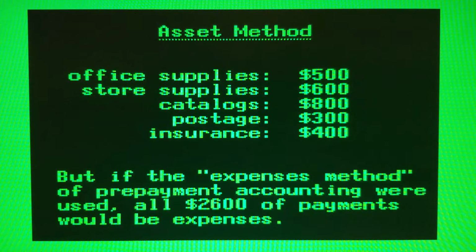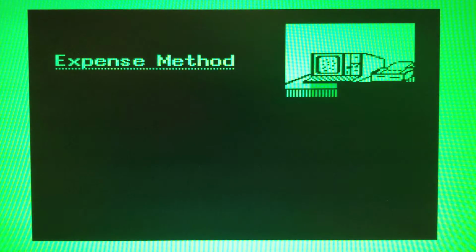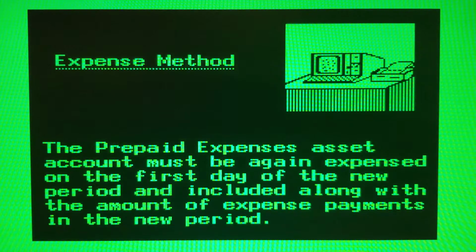But if the expenses method of prepayment accounting were used, all $2,600 of payments would be expenses. Then, as with the asset method, at the end of the accounting period, the remaining value of each item paid for would be calculated or inventoried, and expenses would be reduced by this amount. In order to make the expense method correct from period to period, the prepaid expenses asset account must be again expensed on the first day of the new period, and included along with the amount of expense payments in the new period.